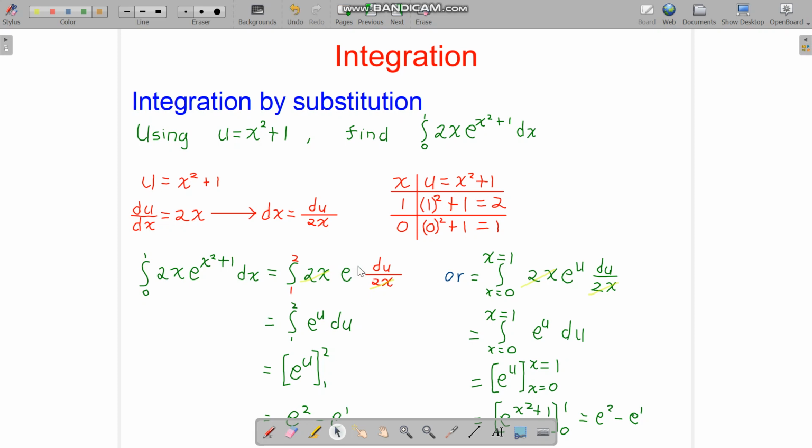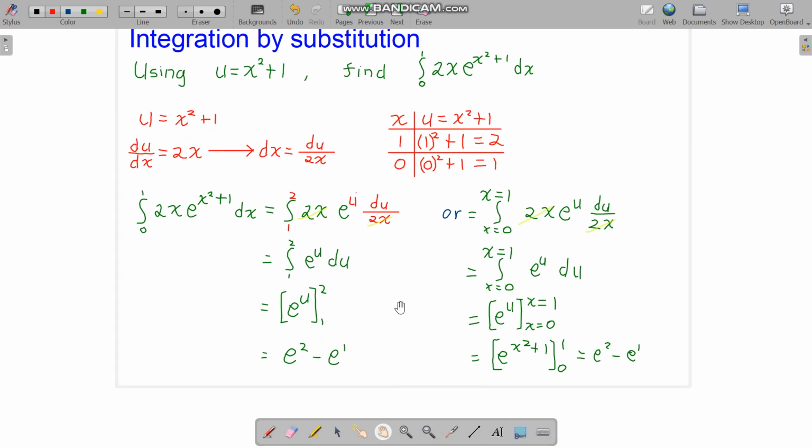Actually it's supposed to be in red. We replace the x squared plus 1 with u, we replace the dx with du over dx, and turns out dx over dx cancel out. We have only this integration, and the integral of e to the power of u is e to the power of u. Just plug in 1 and 2, we get this final answer.